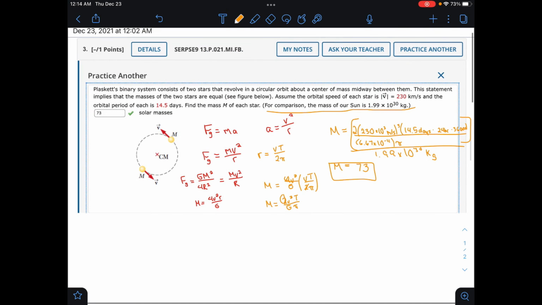So what we did was we found what the force is equal to using our centripetal acceleration, because we are in a rotating system. Then we equated that to Newton's formula for gravitation. And then we just solved for our variables and plugged everything in. So I hope that helped.